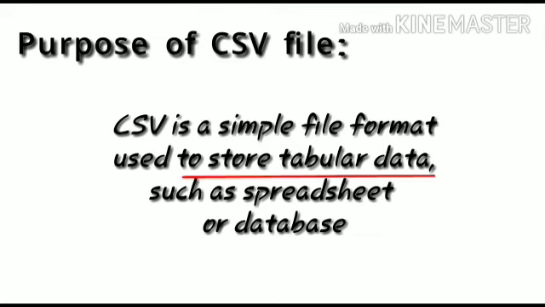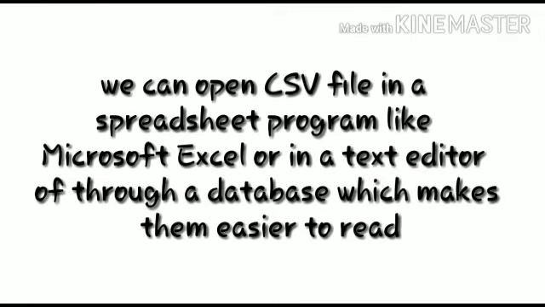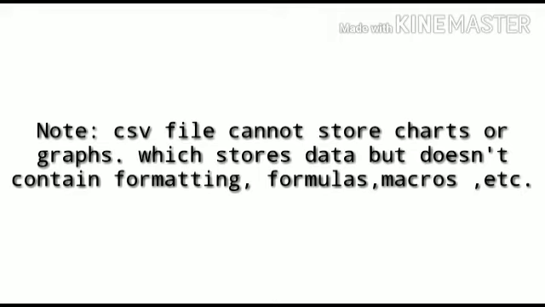A CSV file is a simple file format. The main purpose of a CSV file is to store data in tabular form such as a spreadsheet or database. A CSV file can be opened in any spreadsheet program. Also, one of the disadvantages is that a CSV file cannot store charts or graphs, and it doesn't contain formulas, macros and some formatting options.